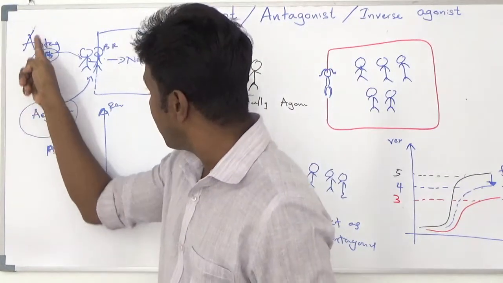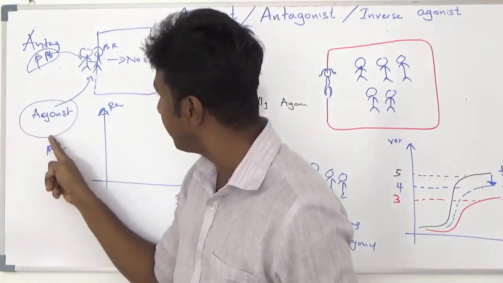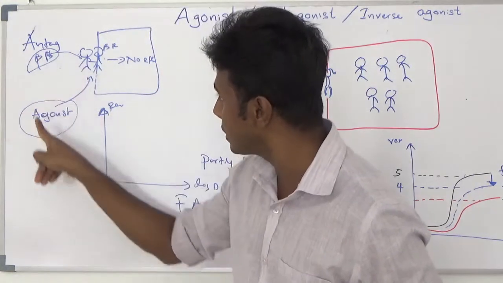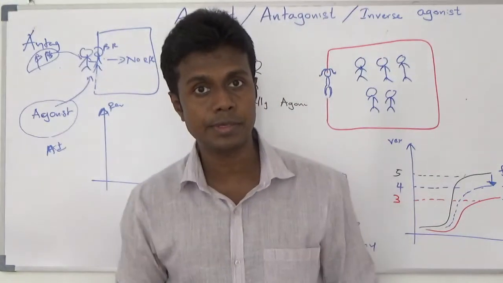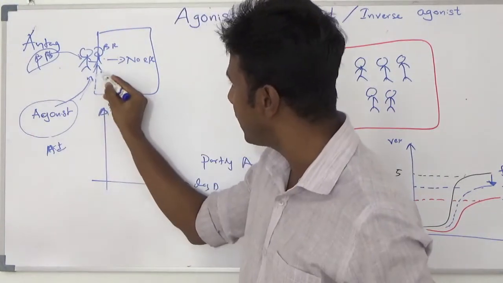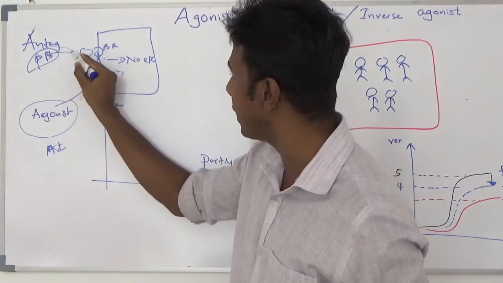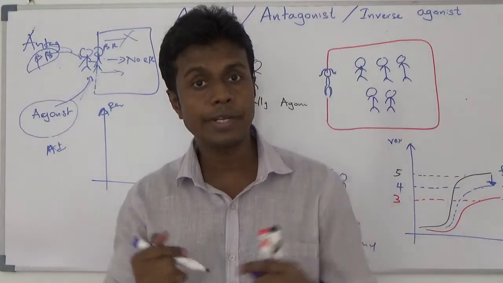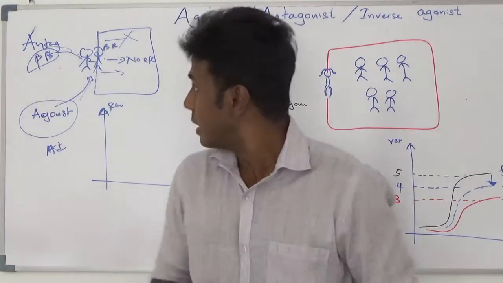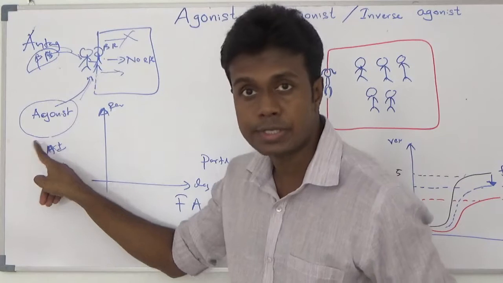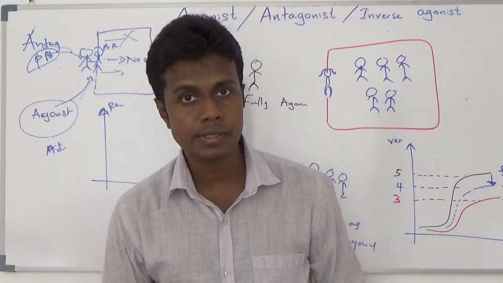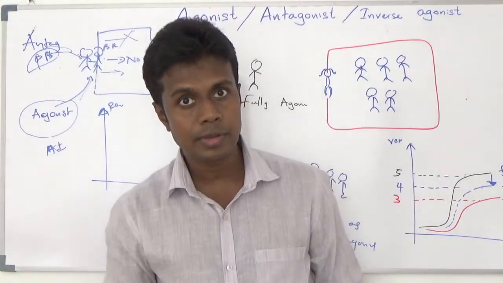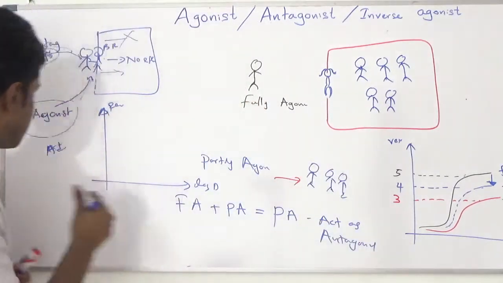Receptor antagonist and agonist compete for receptors. If agonist binds, they will produce effect. If antagonist or beta blocker binds, there will be no effect. They are competitive with each other. Antagonist and agonist compete for receptors. Because of that, we call it competitive antagonism.